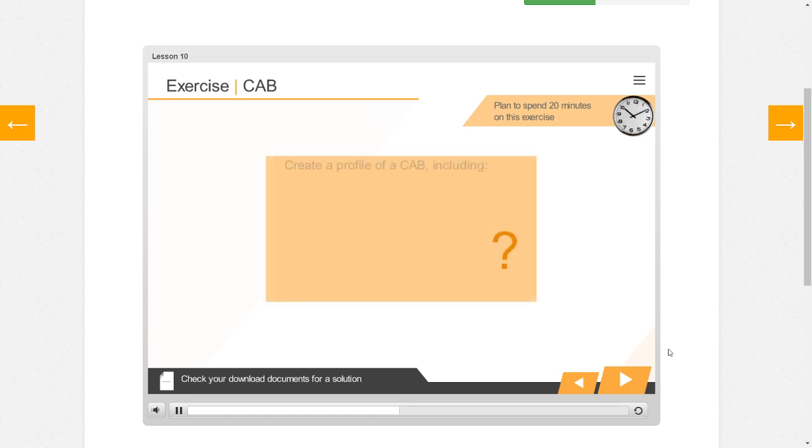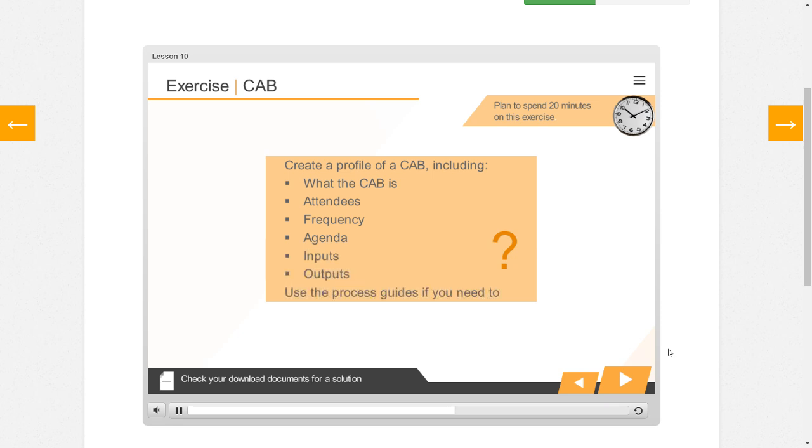Create a profile of a Change Advisory Board. It will need to include what the CAB is, attendees, frequency, agenda, inputs, and outputs. You can use your own experience to help you, and read the description of change management in the process guides if you need some ideas to get started with. When you finish the exercise, use the Next button to move on to the end of lesson quiz.